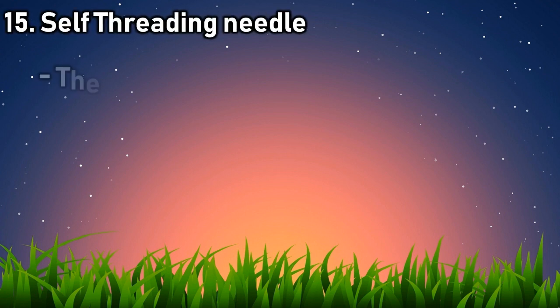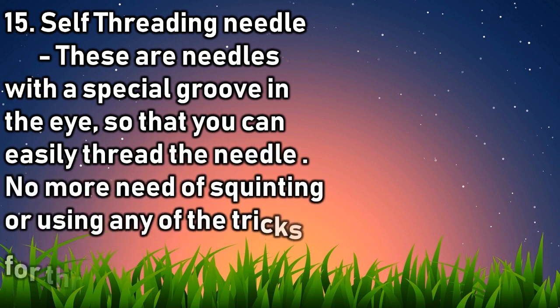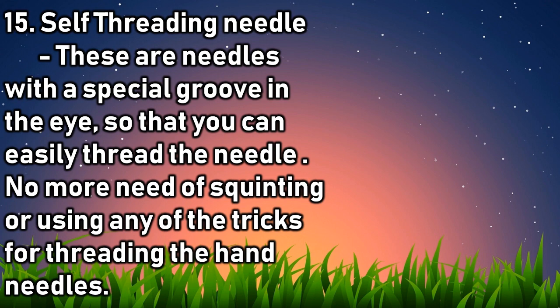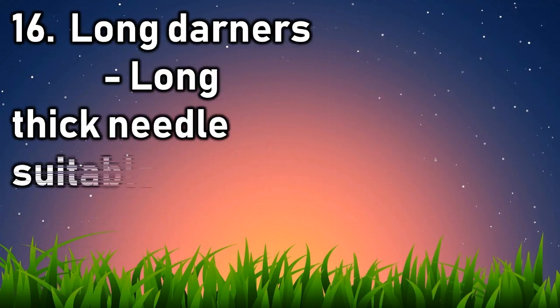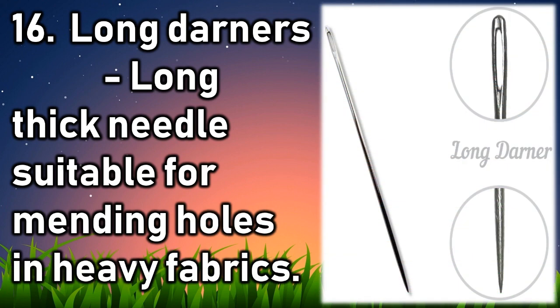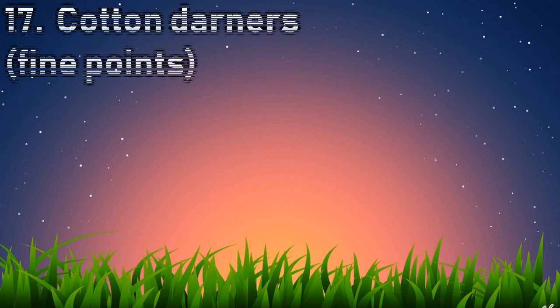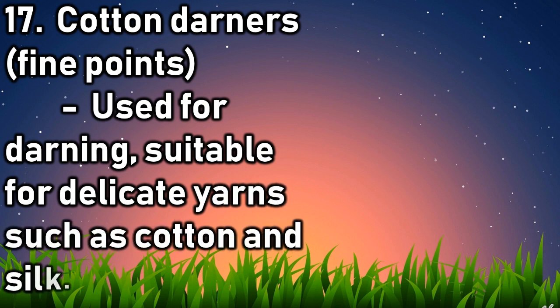Self-threading needle. These are needles with a special groove in the eye, so that you can easily thread the needle. No more need of squinting or using any of the tricks for threading hand needles. Long darners. Long thick needles suitable for mending holes in heavy fabrics. Cotton darners, fine points. Used for darning, suitable for delicate yarns such as cotton and silk.